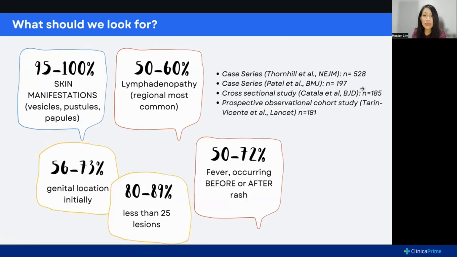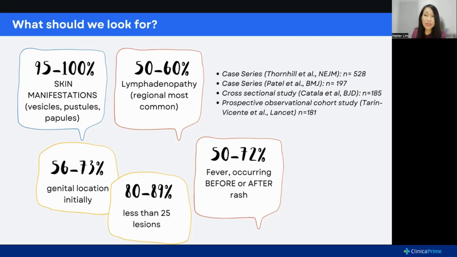Now, as clinicians, I gathered here a variety of symptoms based on case series and cross-sectional studies published based on the 2022 outbreaks, so we can recognize, as clinicians, what are we supposed to be looking for? In fact, 95 to 100% will present with skin manifestations. And this really highlights the role of the dermatologist and, in fact, the dermatological exam by non-dermatologists.